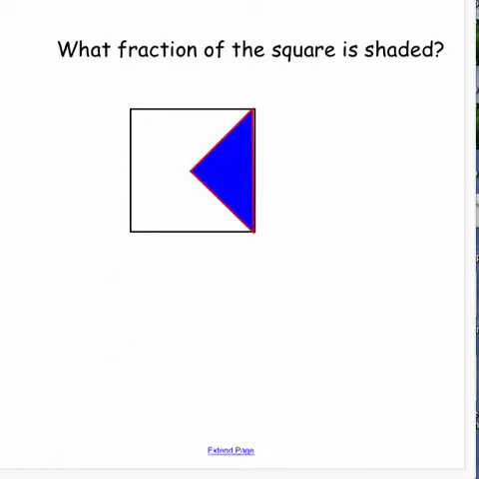Let's take a look at this one. What fraction of this square is shaded? Again, look at the shaded piece and think about how many of those pieces you would get in the whole square. It is 1/4.